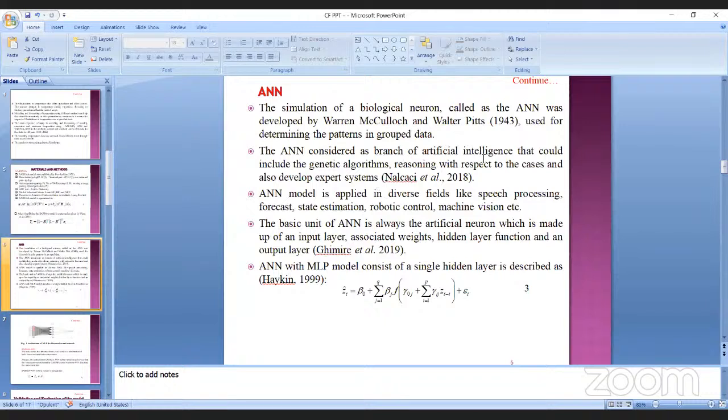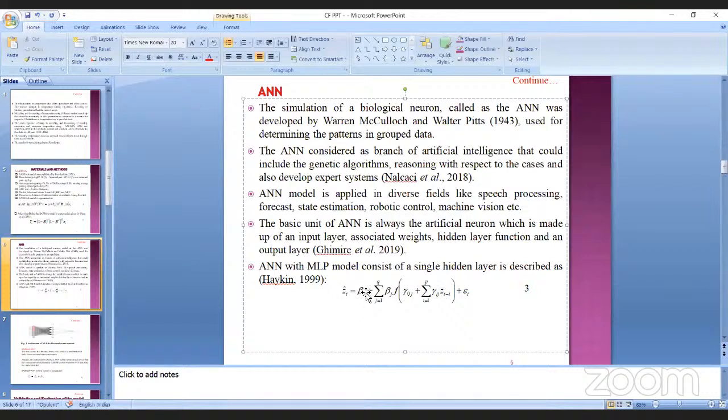And it is considered a branch of artificial intelligence that includes genetic algorithms, case-based reasoning, and expert systems. It is used in diverse fields like speech processing, forecasting, state estimation, robotic control, machine vision, etc. According to Gimre and his co-workers, the basic unit of an ANN is always the artificial neuron, which is made up of an input layer, associated weights, hidden layer functions, and an output layer.